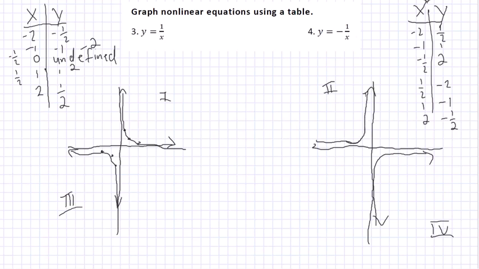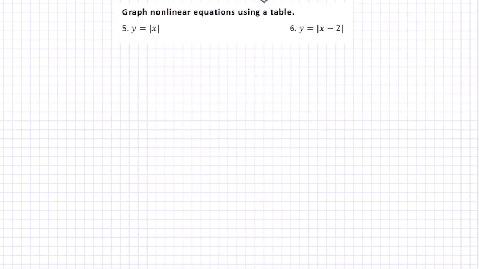And like that. And so it's just something you can quickly, easily spot whenever you're doing rational functions. They're either going to be in quadrant 1 and 3 if it's a positive in front, or quadrant 2 and 4 if it's negative in front. All right, let's look at another example.